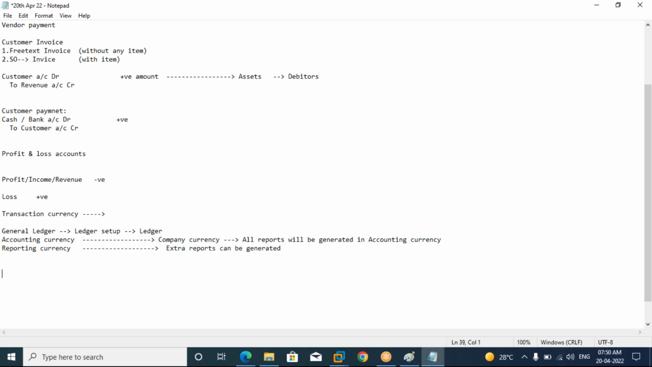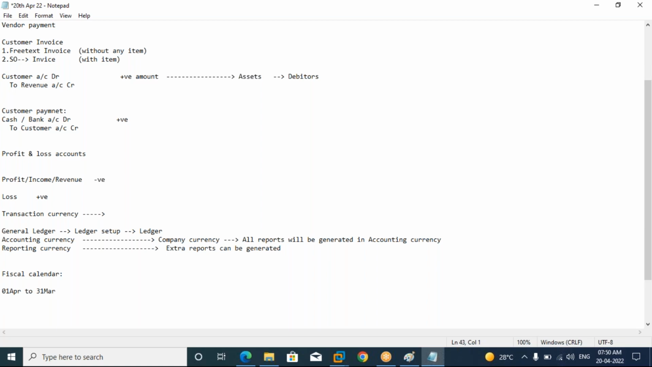Next, one more small topic I want to tell you: the fiscal calendar. So in India, what is the financial year? April to March. So 1st April to 31st March.